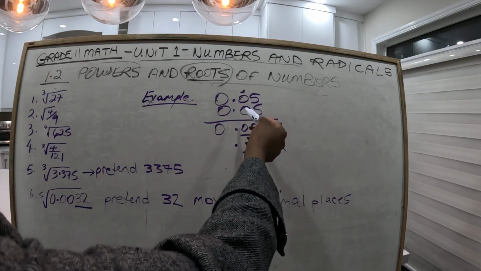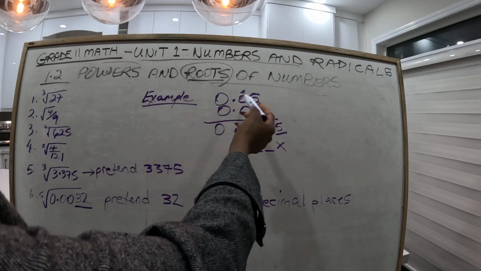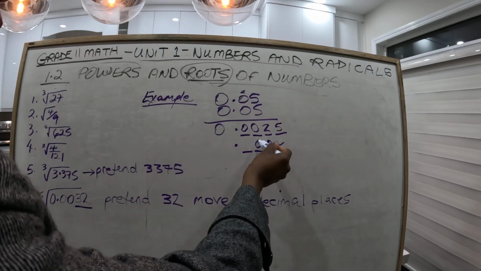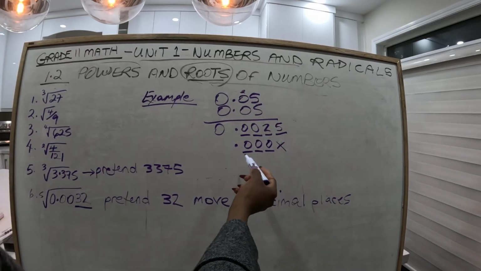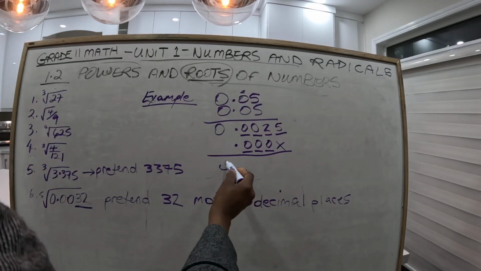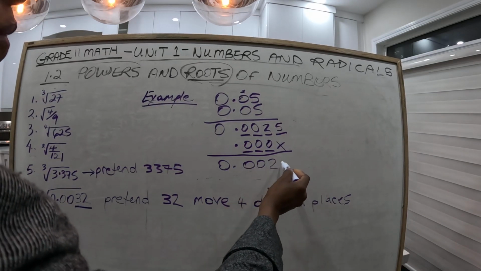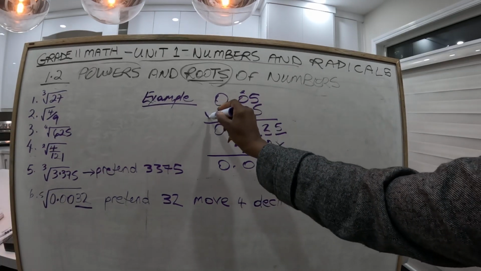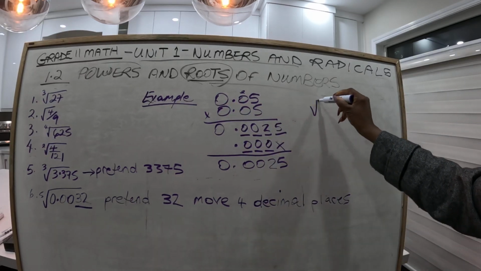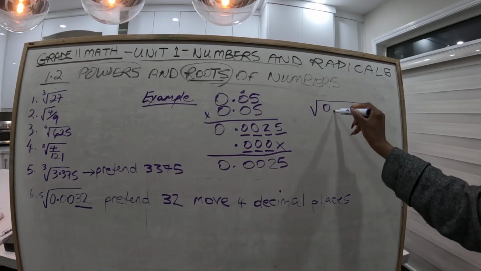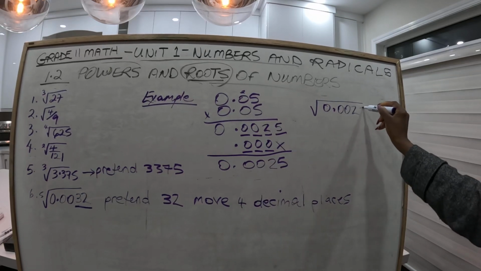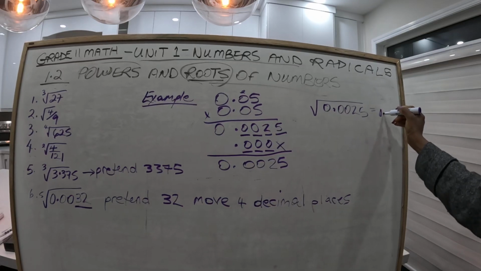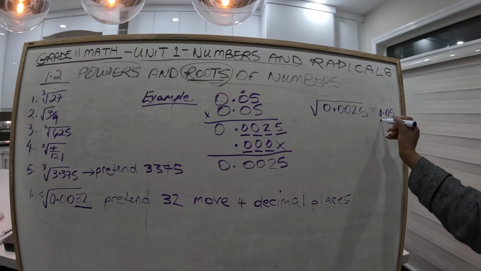Five times 5. So now we have already multiplied the 5. Now it's time to multiply the 0. So we're going to have 0, 0, 0, because 0 times everything is 0. So now we're going to add. And that's the reason why, this was when we multiply, right? That's the reason why the square root of 0.0025 is equal to 0.05. Okay?